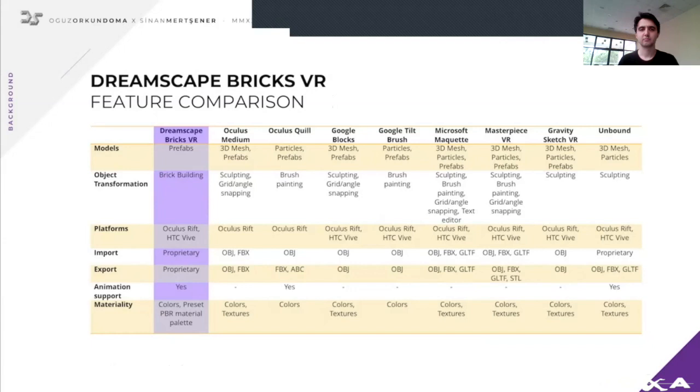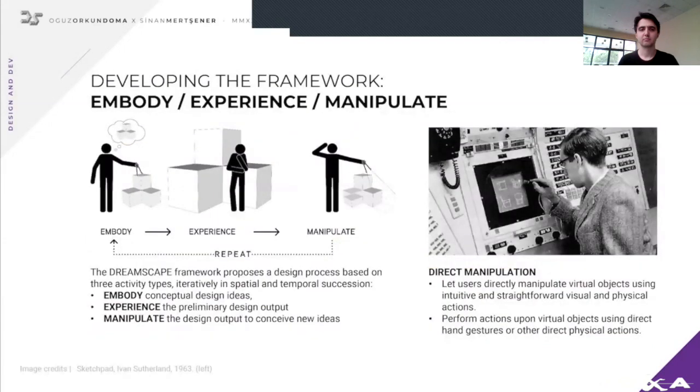Our framework proposes a design process based on 3 types of design activities that occur iteratively in spatial and temporal sequence: embodying conceptual design ideas, experiencing the preliminary design output, and manipulating the design output to develop new ideas. It also emphasizes direct manipulation, which allows users to directly manipulate virtual objects with intuitive and straightforward visual and physical actions.